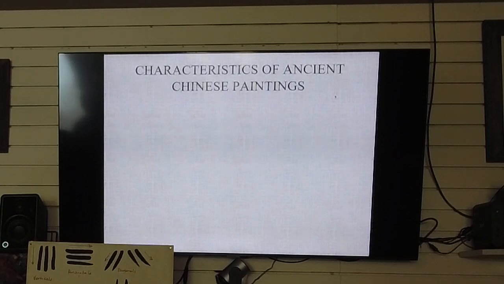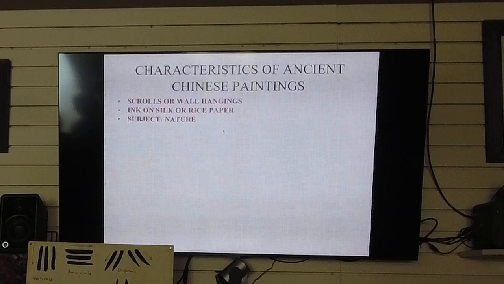Now, the characteristics of the ancient Chinese paintings, they're very different than Western painting. We're Western. Asian painting is very different. Most of the ancient Chinese paintings are scrolls, and they're on rice paper or silk or wall hangings. And the wall hangings are usually always silk. And they are ink, but they're not limited to just ink anymore.